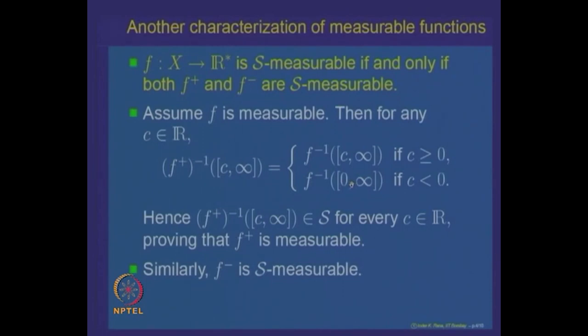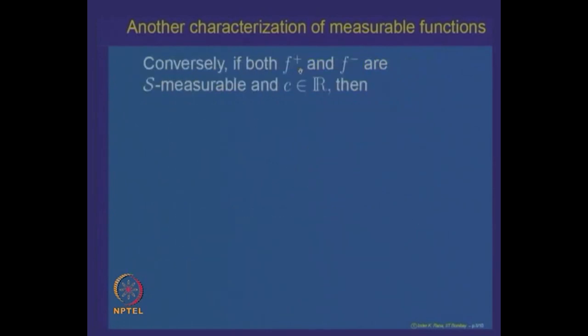So, we have shown that if f is measurable, then f plus and f minus are both measurable. Let us prove the converse part. Suppose both f plus and f minus are measurable, and let us take a point c belonging to R. Then we should show that the inverse image f inverse of c to infinity belongs to the sigma algebra S for every c in R. So, let us fix a c and look at this, and we have to interpret this in terms of inverse images of some intervals in terms of f plus and f minus.